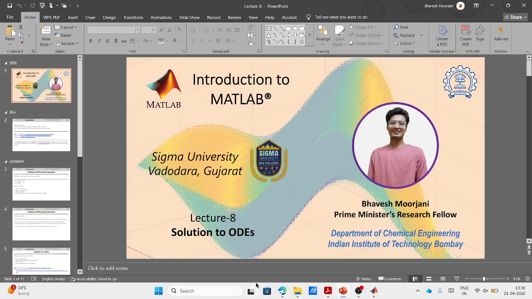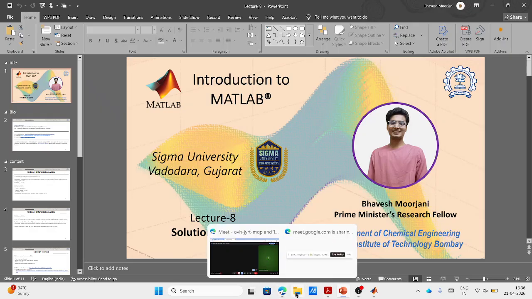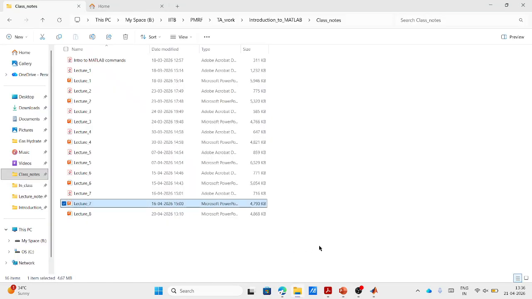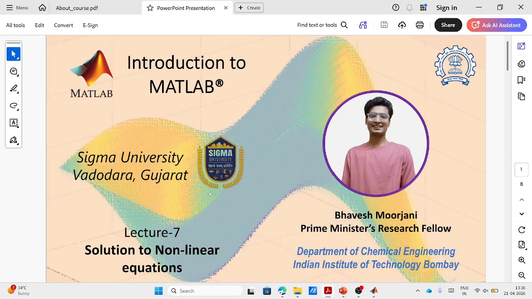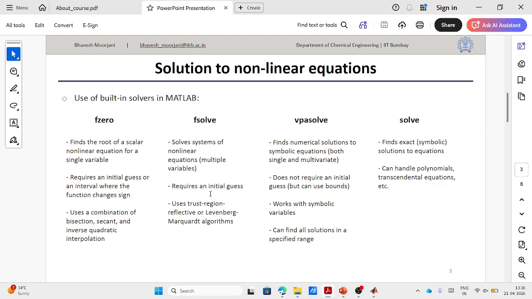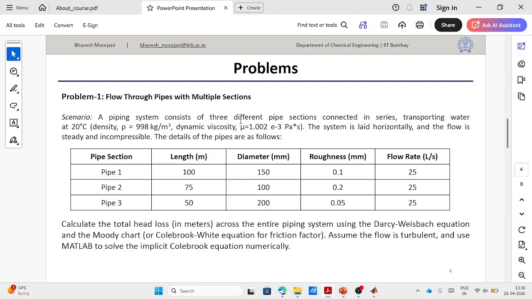So far, we have addressed the problem of system of simultaneous linear equations. We have addressed the problem where we have non-linear equations in our system and how to solve that. In the last class we were looking at various examples which involved use of non-linear equations in our system.